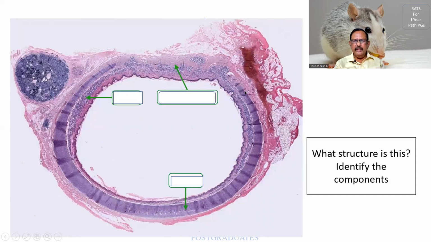So what is the structure? You should be able to identify it now. I'm having a rim of it and there is the cartilage which is incomplete. So it is a trachea. The components, you go back to the previous picture.